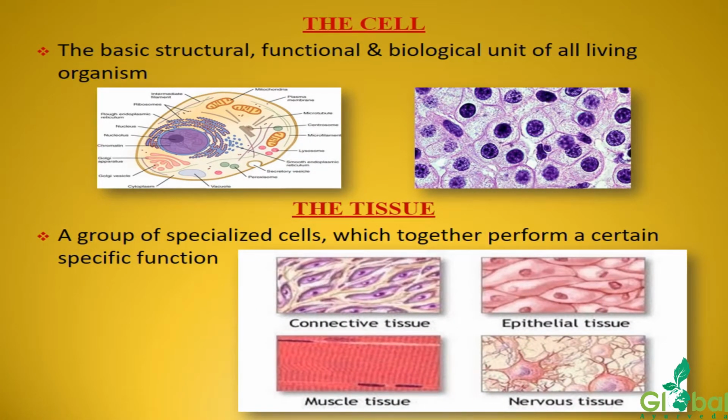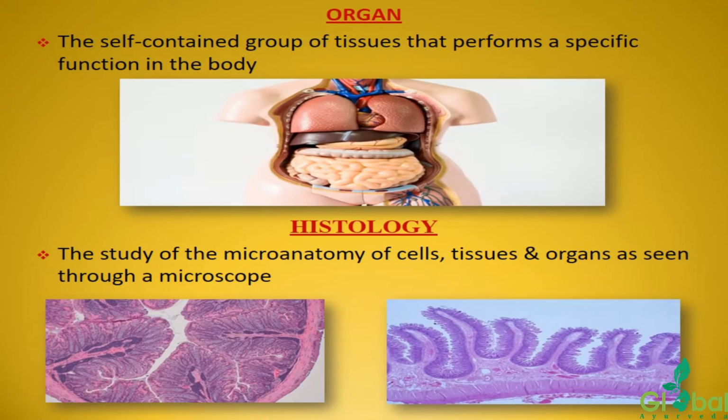General introduction to the cell, tissue and all. We know the basic structural, functional and biological unit of all living organisms, for our living body, that will be the cell. And for the tissue, a group of specialized cells which together perform a certain specific function, that is tissue. For organ, the self-contained group of tissues that performs a specific function in body, that is organ.